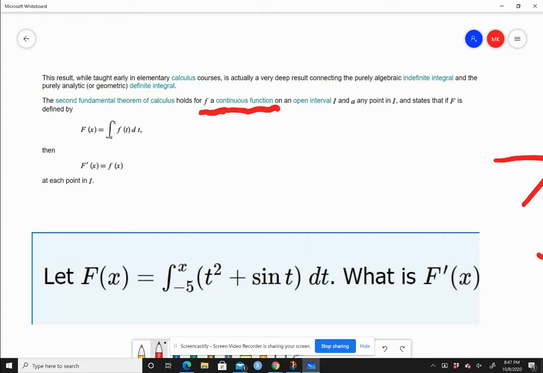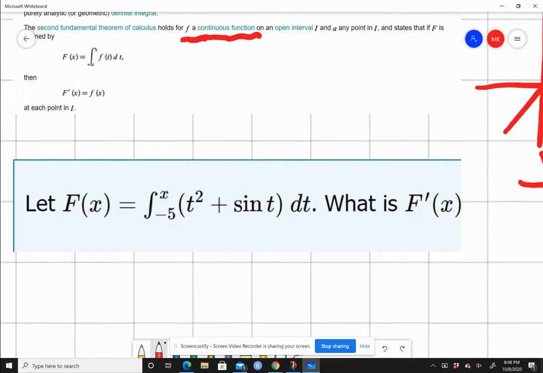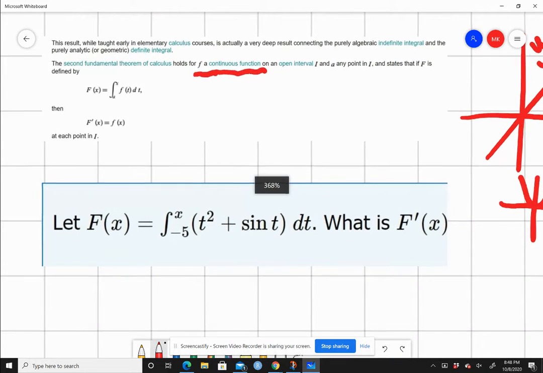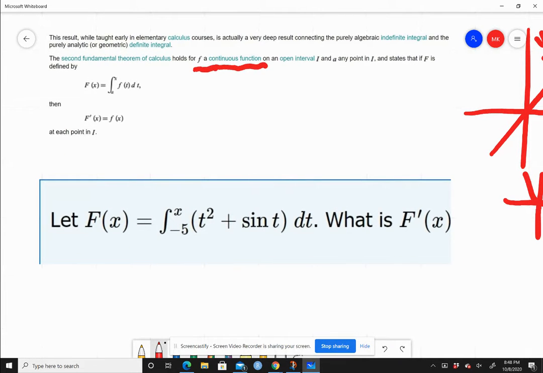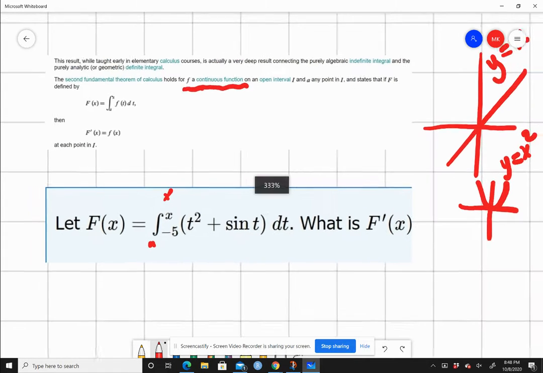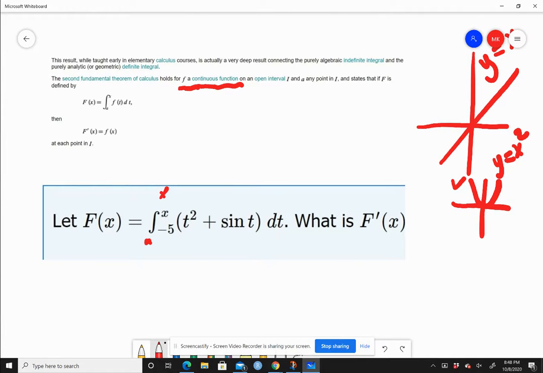So this is very helpful, especially if you have quite a complicated function. So let's see. We have that f of x is equal to the integral from minus 5 to x. So you can see this as the integral from a to x here of t squared plus sine of t dt. So first of all, we need to make sure that we can actually apply the fundamental theorem of calculus to this function. Well, t squared, as I said, is a beautiful continuous function.